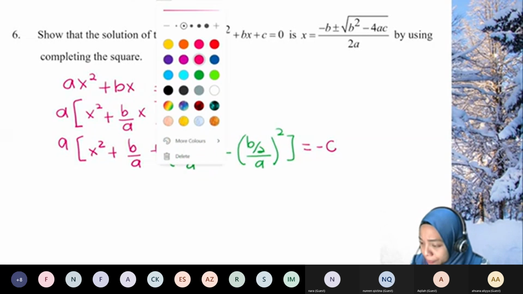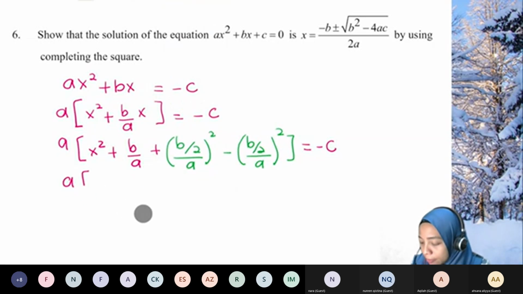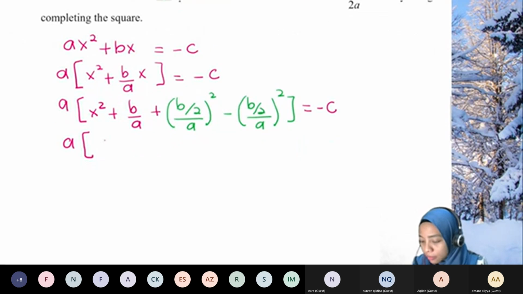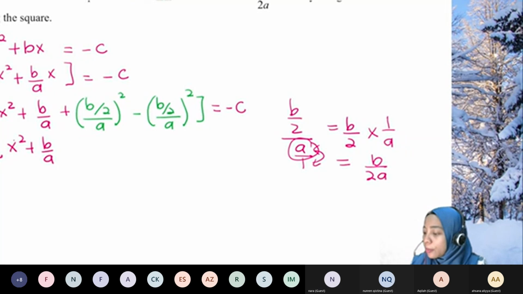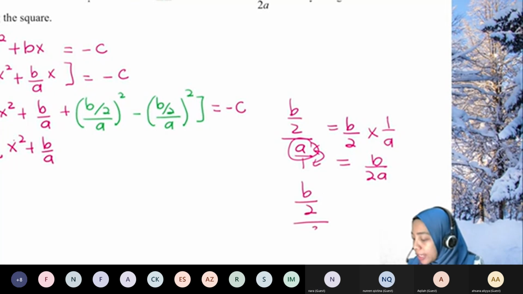So, mari kita teruskan. A X square plus B over A. Okay, ni apa benda sebenarnya? Cikgu dah kata dah, kalau bahagi, bahagi lagi. So, maksud dia apa? B over 2 darab dengan apa? Darab dengan A ke? Tak boleh. A ni adalah A per 1 sebenarnya. You kena swap top and bottom. You dah pandai-pandai tukar bahagi jadi darab. So you have to swap. Jadi 1 over A. So dia akan jadi B over 2A. So from now on, kalau B over 2 over A, dia akan terus jadi B over 2A.